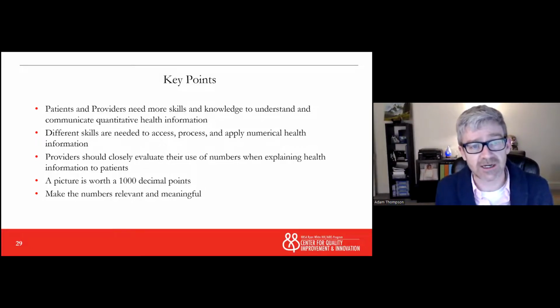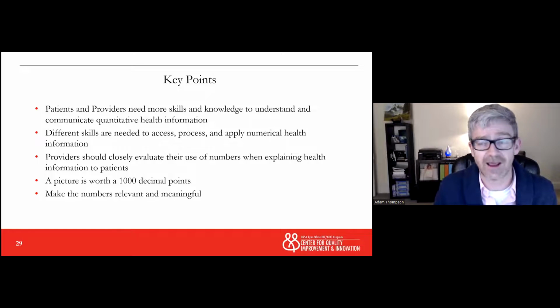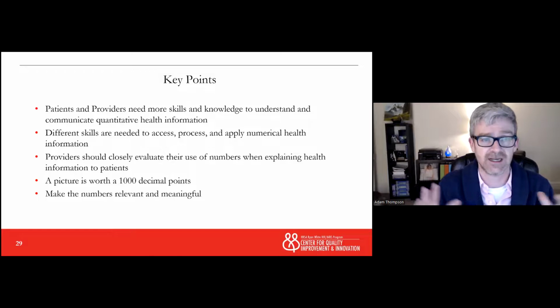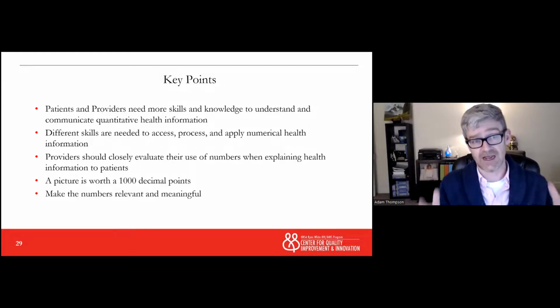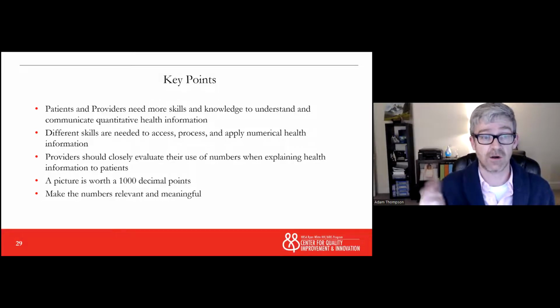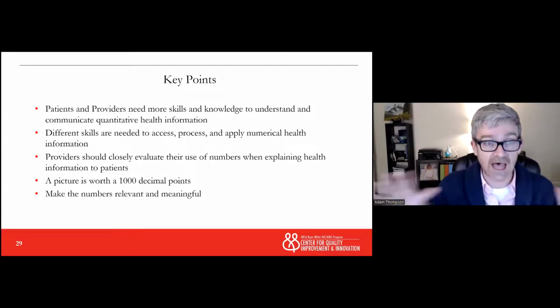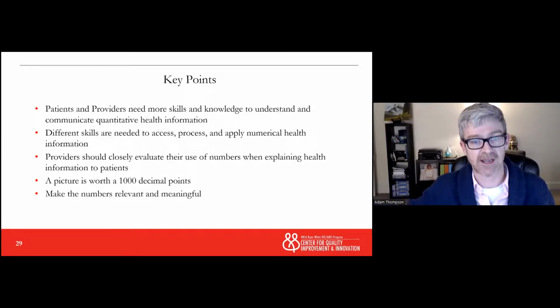Remember that a picture is worth 1,000 decimal points. If you can put it in a picture, definitely do. It is far faster to understand. It will not only be more accessible and more understandable, it will save time, right? I'm hearing it all over the place: we don't have enough time. This is healthcare. Visuals are a way that you can shave off little amounts of time, but it's a lot of time over time, okay?